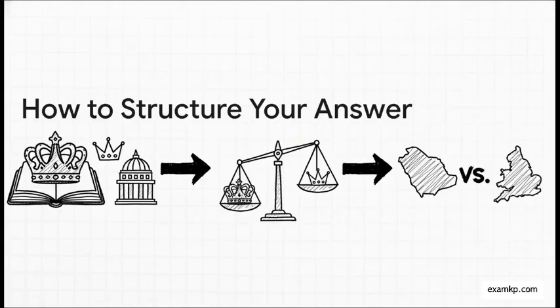Step 3, and this is the most important part, directly compare the difference in power. You need to say in one, the monarch is the government, in the other, an elected body runs things. And finally, step 4, lock in those top marks with specific examples. Mention Saudi Arabia for absolute and the UK for constitutional. An answer structured like this just screams, I know my stuff to the examiner.